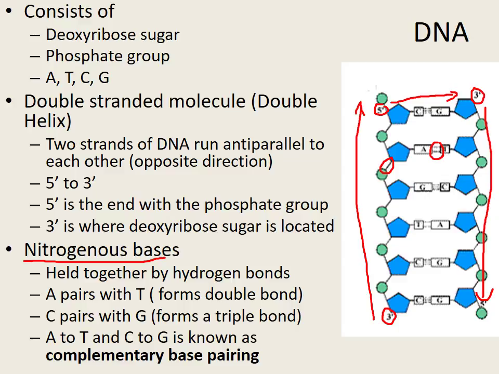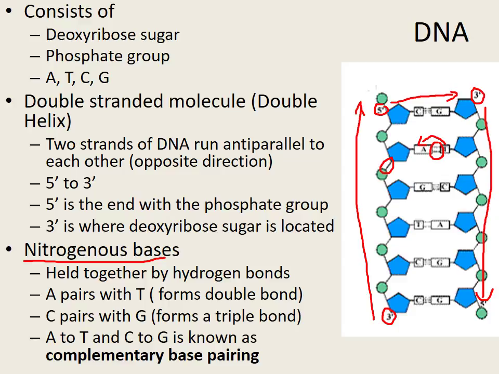Now, how many hydrogen bonds occur between A and T? Well, 2. And how many bonds occur between C and G? 3. Does A pair with C, and does A pair with G? No, it does not. A only pairs with T. Likewise, T only pairs with A. So if I were to ask you what pairs with A, you would say T. And if I asked what pairs with T, you would say A.